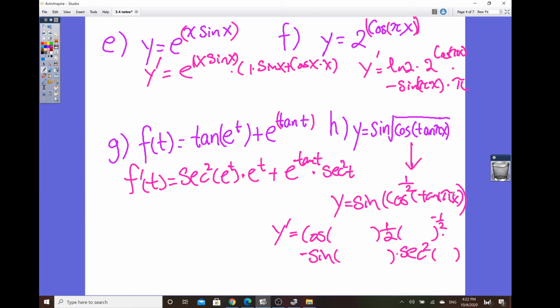And then finally, we get into the most inner function, which is what? Pi x, derivative of pi x, which is what? Times pi.